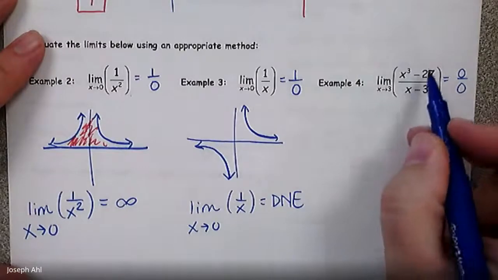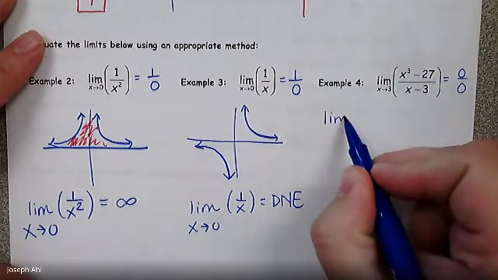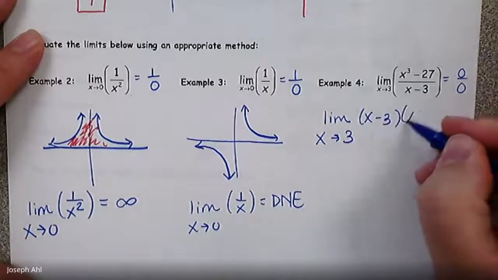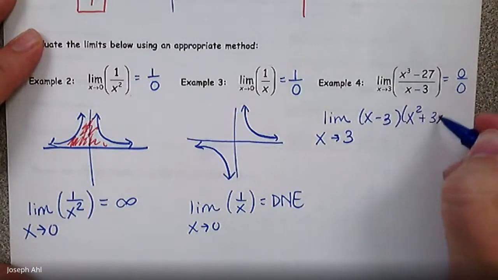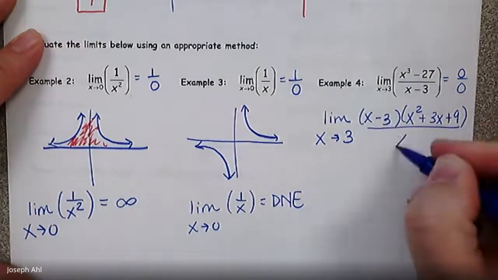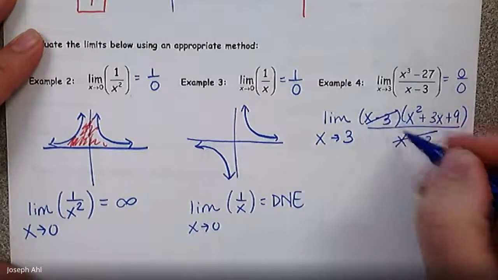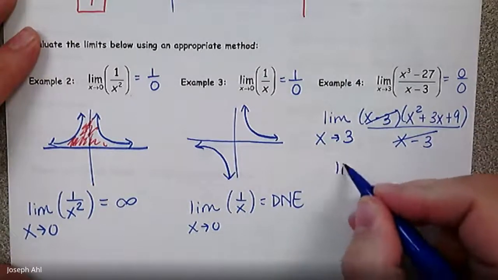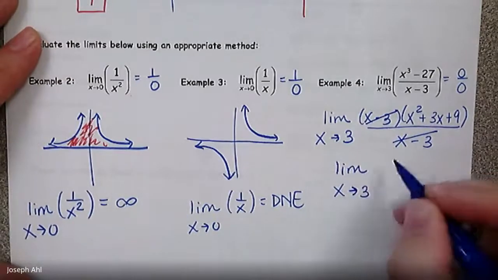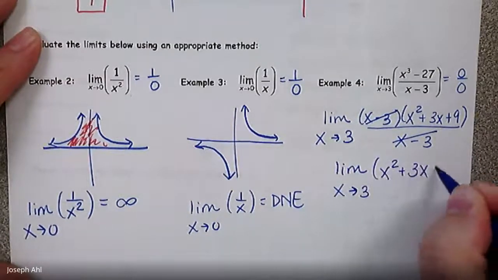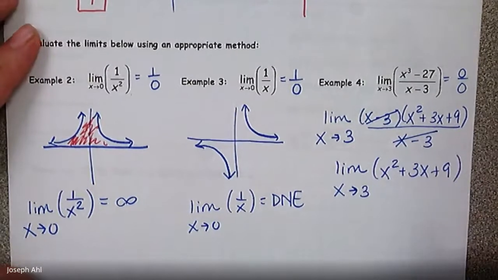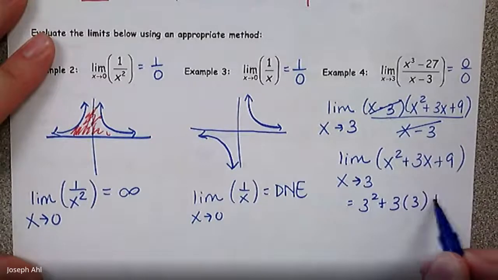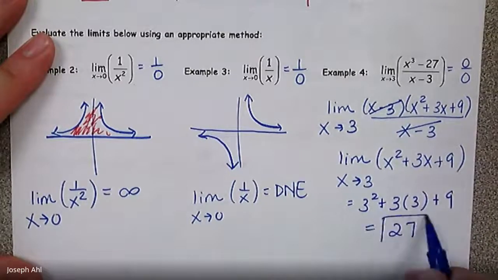So if we factor the numerator, that's the difference of perfect cubes. So that's going to factor into x minus 3 times x squared plus 3x plus 9. The denominator is x minus 3. We have to have that removable piece there, that removable factor, in order to be able to evaluate this limit. So it turns into the limit as x approaches 3 for x squared plus 3x plus 9. And if you plug in the 3 for all those x's, you're going to wind up getting 9 plus 9 plus 9 for a final answer of 27.